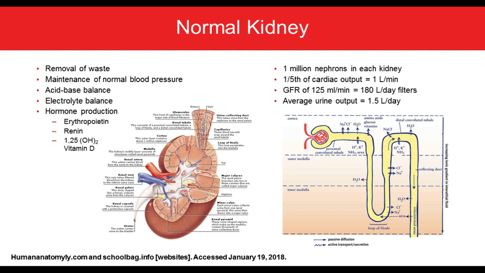And just for your knowledge, kidneys get 1/5 of cardiac output. So usually cardiac output is 5 liters per minute, so the kidney gets 1 liter per minute. So it is a very vascular, very active organ.